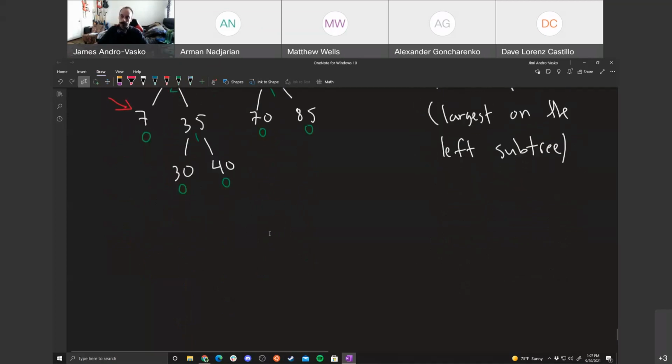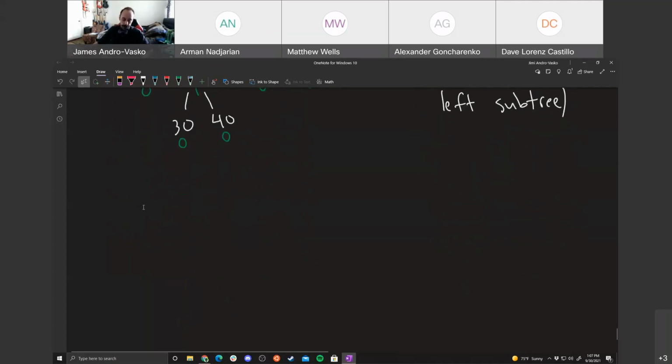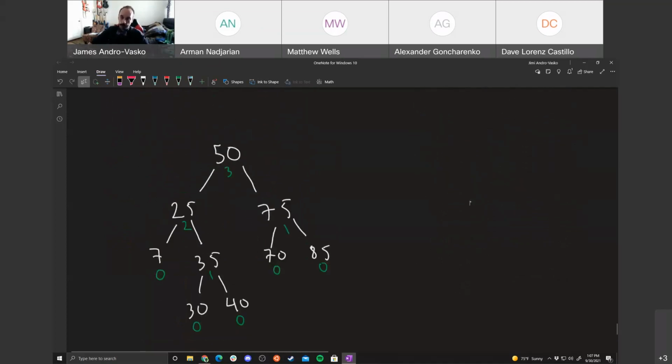So I'm going to go ahead and just copy this tree over here. And the result will be to take this 7 and replace 25 with it. Update the height to be 2. But we see here, we have a problem.